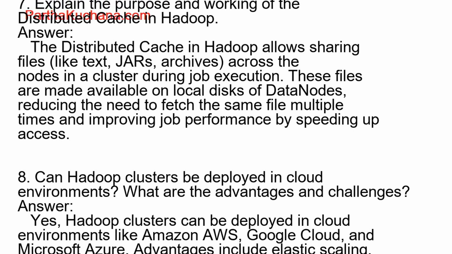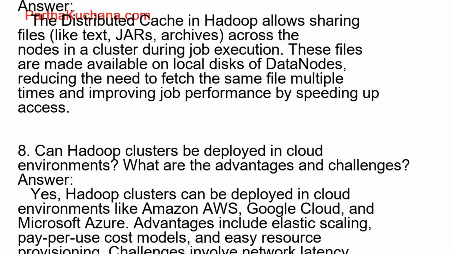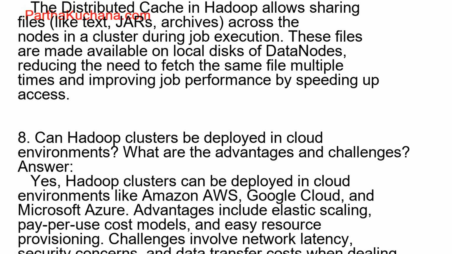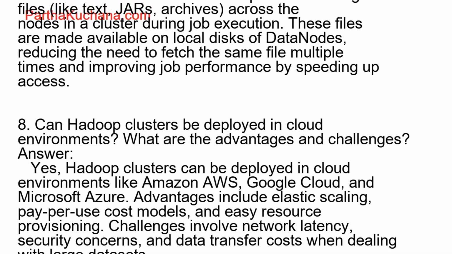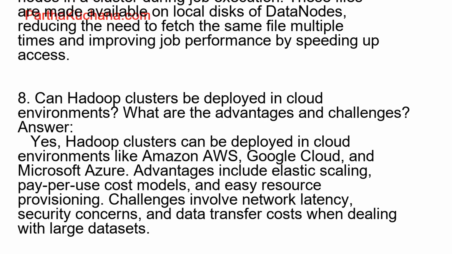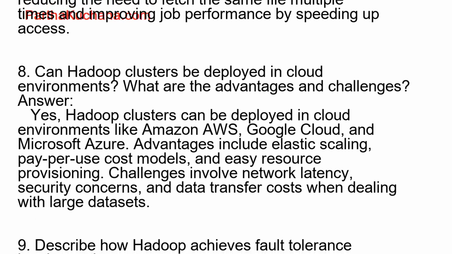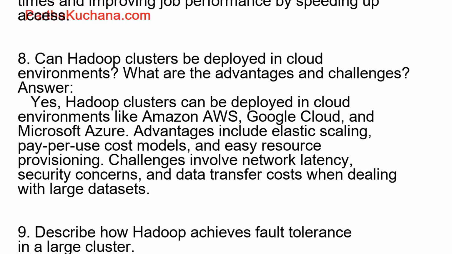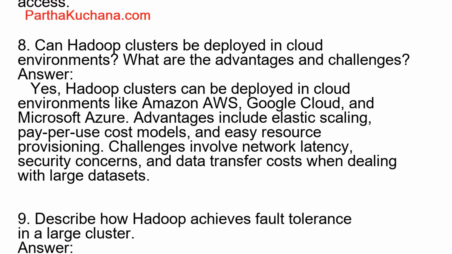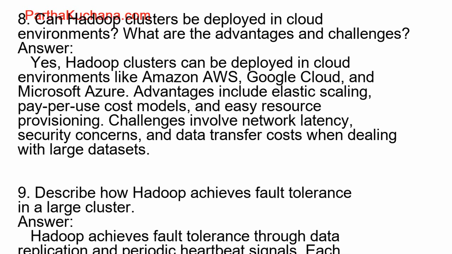9. Describe how Hadoop achieves fault tolerance in a large cluster. Answer. Hadoop achieves fault tolerance through data replication and periodic heartbeat signals. Each file in HDFS is split into blocks, and each block is replicated to multiple data nodes. If a node goes down, the system can retrieve data from the replicas. Heartbeat signals help detect node failures and reassign tasks to healthy nodes.